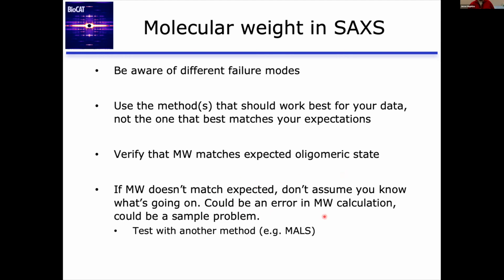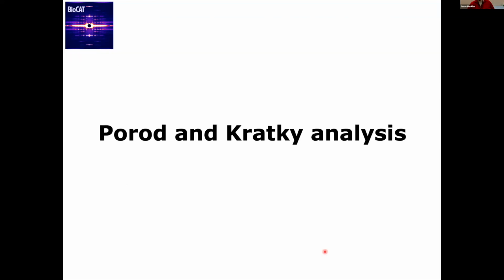It could be an error in the molecular weight calculation from SAXS, or it could be a sample problem. And here's where having a complementary method, MALS, AUC, something like that, is going to be really powerful for you. And this is why we do SAXS in line with MALS, is we get this highly accurate molecular weight, which can resolve a lot of these ambiguities around SAXS data molecular weight. So hopefully that sufficiently answers the question. There's also a bit more of this in this tutorial.